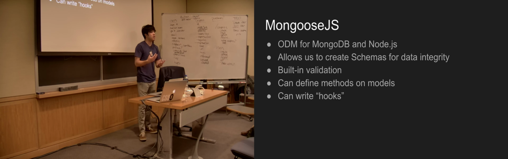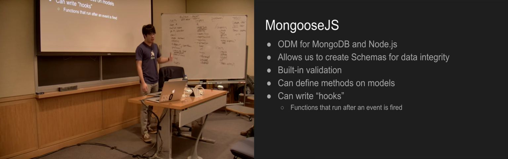We can write hooks. What is a hook? Does anybody know? It's a function that runs after an event is fired. So if you're on a web page and you click a button, it might have a hook that runs a function on it. If we try to save a user, it might have a hook that runs a function before the user saves. If we push to git, we can have a git hook that does something when it receives a push.